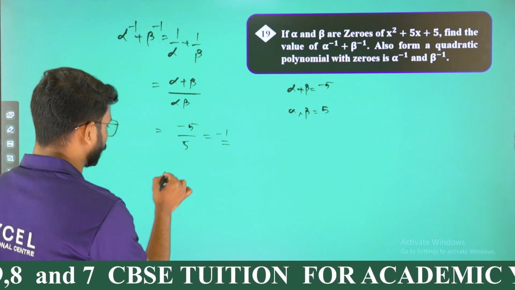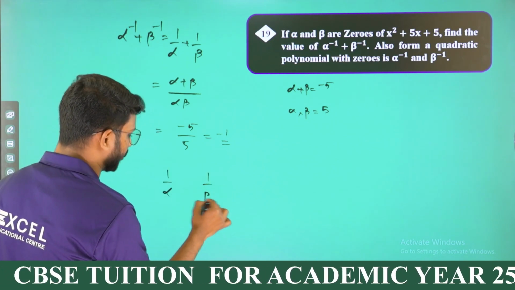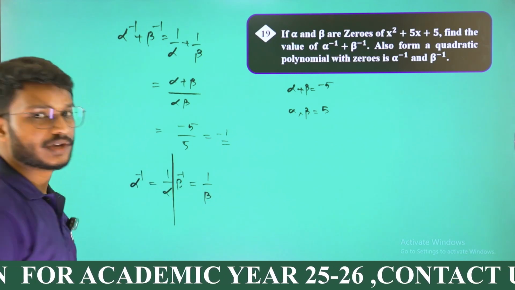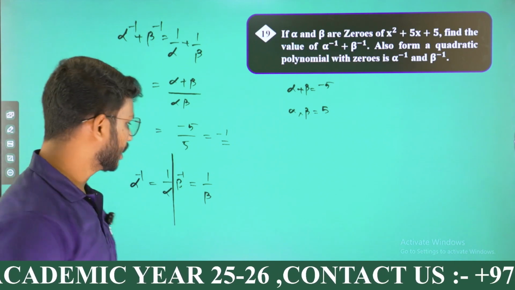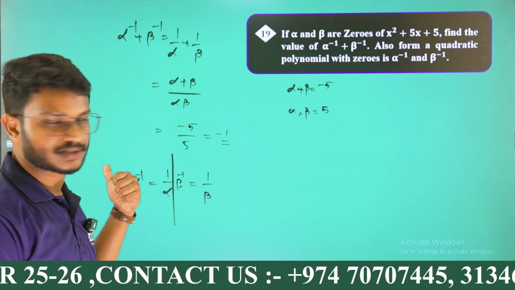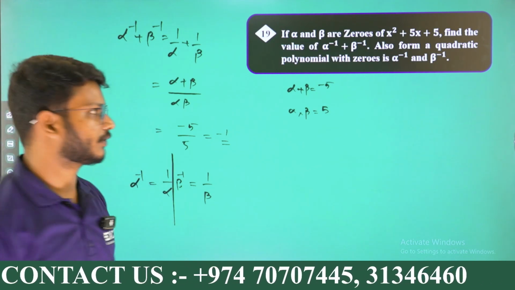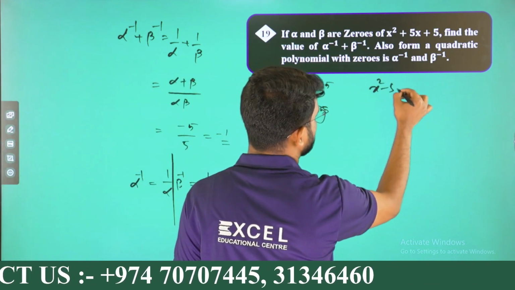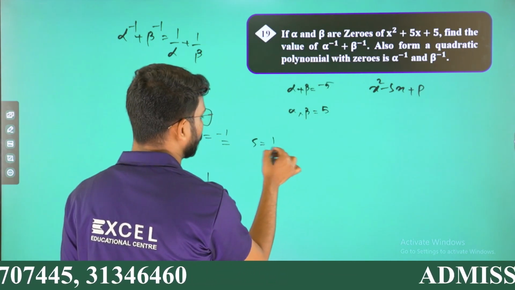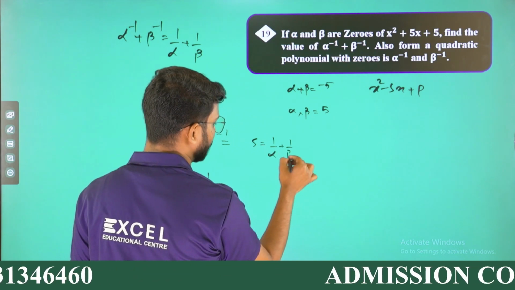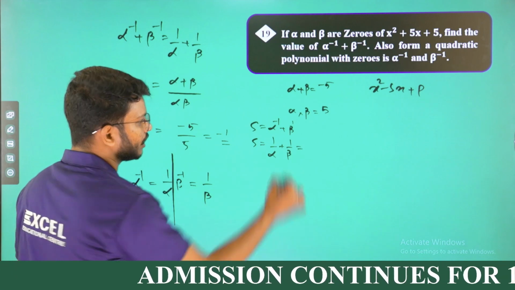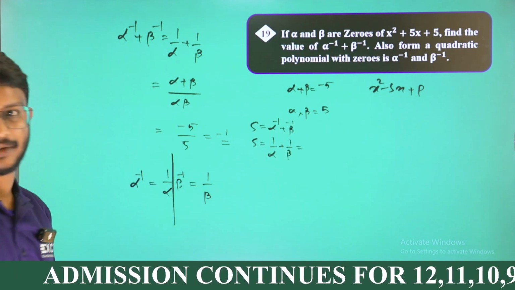So 1 by alpha and 1 by beta, which are equal to alpha inverse and beta inverse, right? So we have to form a new quadratic polynomial. Its zeros are 1 by alpha and 1 by beta, which means alpha inverse and beta inverse. So when we have to form a quadratic polynomial, we have to use x square minus sx plus p. We have to find the sum. So the new sum s is equal to 1 by alpha plus 1 by beta, right? Which is the new sum. S means alpha inverse plus beta inverse actually. So 1 by alpha plus 1 by beta we have to find.